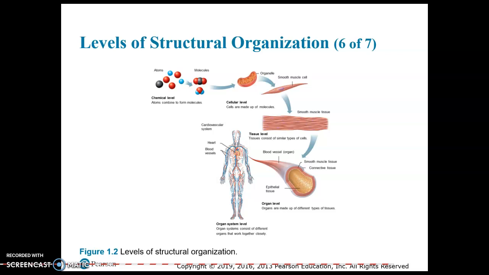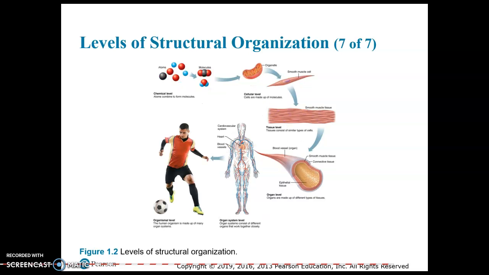And then organs combine to form organ systems. This organ system would be the cardiovascular system because it's a combination of blood vessels and the heart. And organ systems, there are 11 in the human body, combine to form the entire organism.